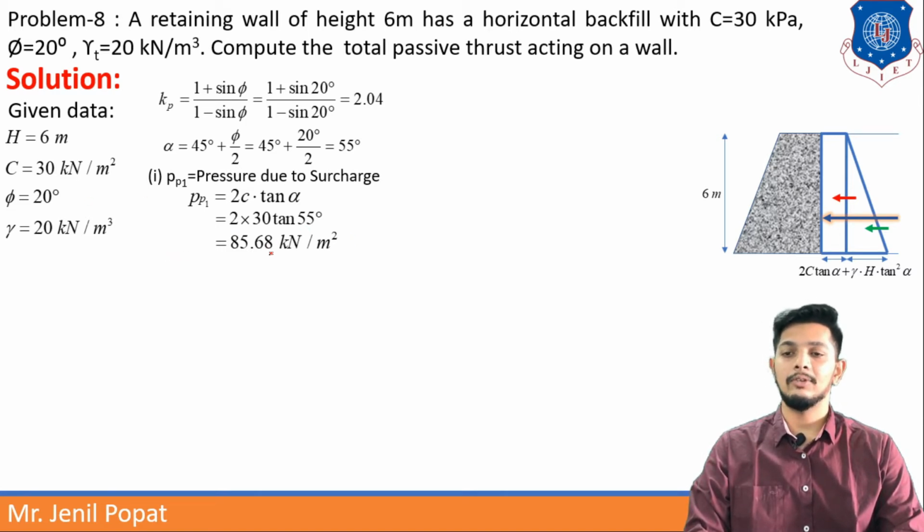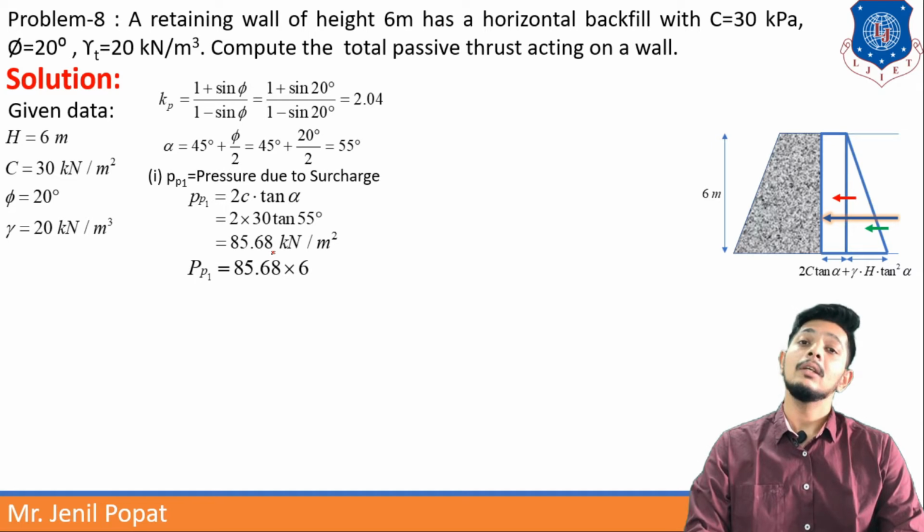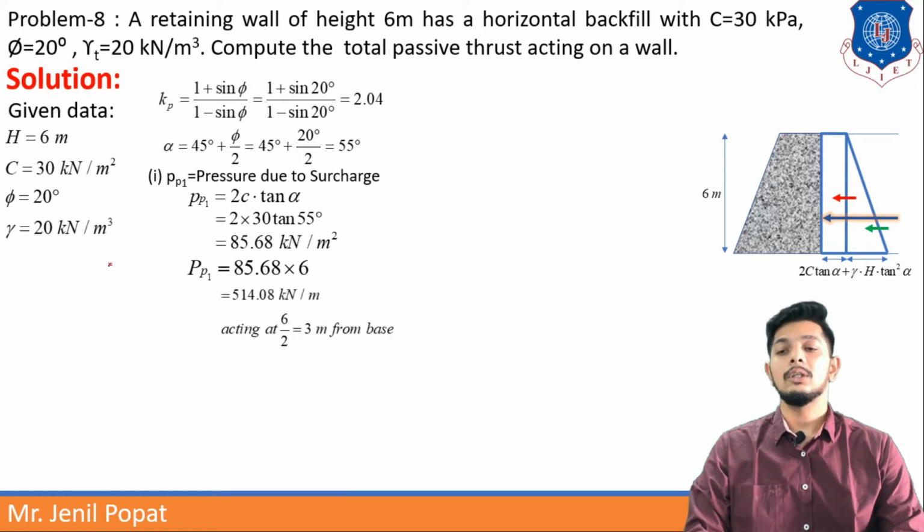So base is 85.62 and height is 6 meter of retaining wall. So PP1 force will be 514.08 kilonewton per meter. And where will it act? It will act at the center, or h by 2. So 3 meter from base.